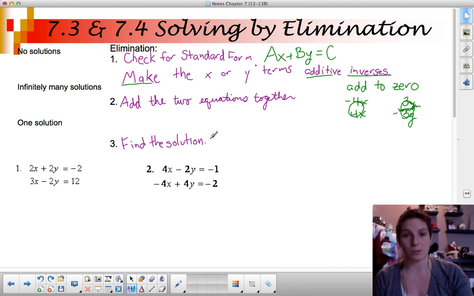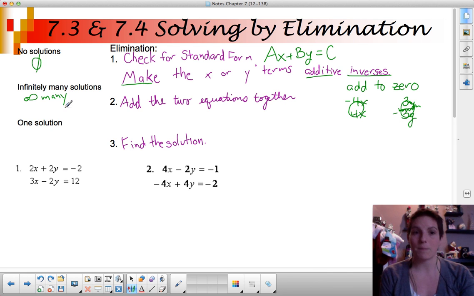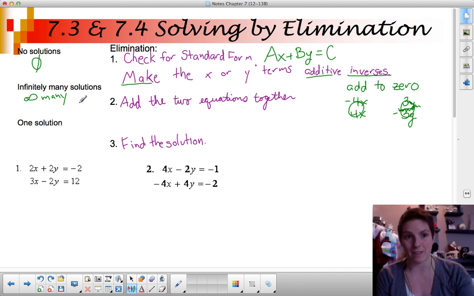Remember that in chapter 7, we have 3 types of solutions. We could have no solutions, so we'll have a false statement, something that doesn't work. We could have infinitely many solutions. We write it this way, meaning that all of the points are the same. So whatever point we get for one will always be on the other, because they're the exact same line, written 2 different ways. Or, and this is the most common version, we're going to have one solution, where we have an ordered pair, where we get an x value and a y value.